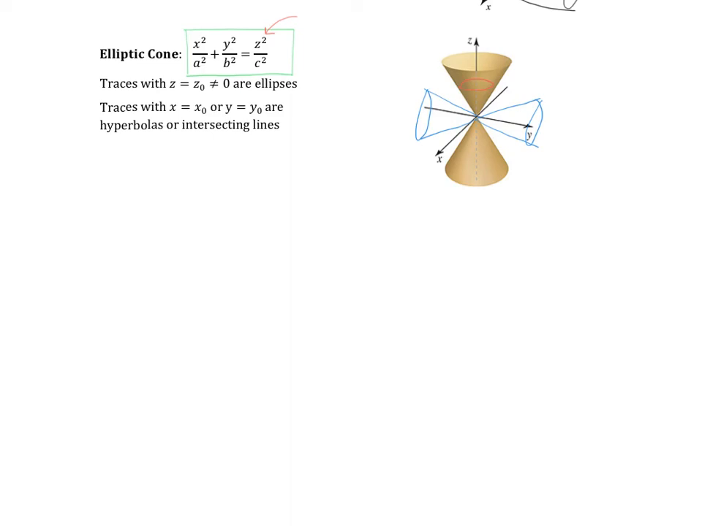However, if we were to chop this with a vertical plane, we would end up with these hyperbolas. Sort of. Looks like a hyperbola. But it's actually these intersecting lines. So that's an elliptic cone.